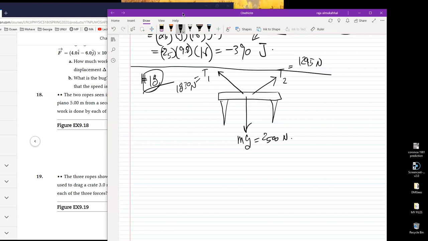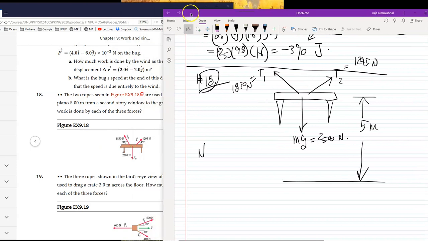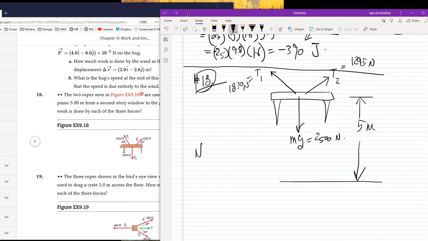And here is the floor. The piano has been lowered by 5 meters. That's basically the displacement. You got that? So first I need to get the work. Sorry, I need to go this way. I apologize for that. So I need to get the work as done by the weight, by mg.